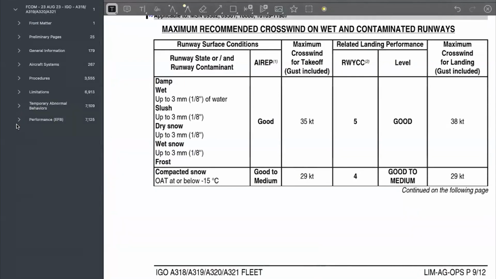And then we have temporary abnormal behaviors and performance. For now, we won't go into all of these things. We'll stick to what is important for you right now.